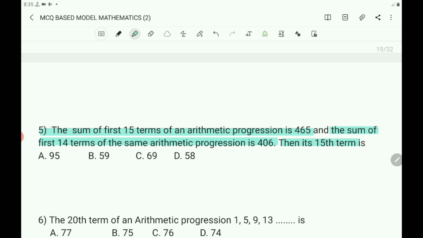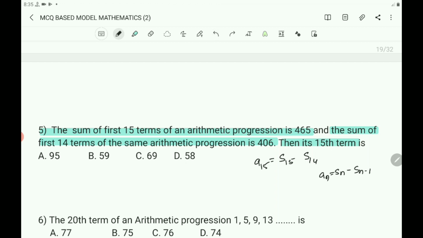Here what are given? Yes, 15 is given, and then what is given? Yes, 14 is given. You know the relation here. Sn minus S(n-1) is equals to what? An. Here S15 minus S14 is nothing but a15. Here the 15th term is asked.